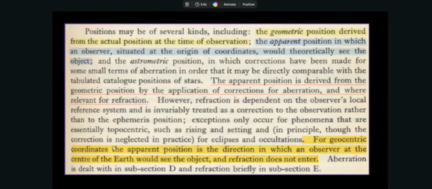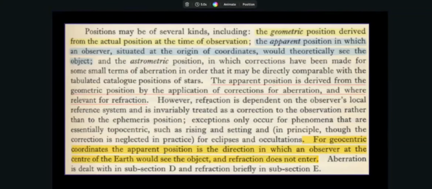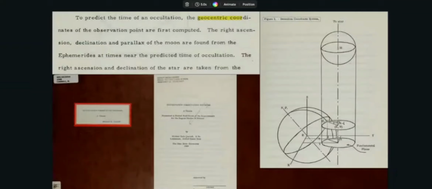For the geocentric coordinates, the apparent position is the direction in which the observer at the center of the Earth would see the object, and refraction does not enter. So astronomy is based upon geometric intersection timings, irrespective of refraction corrections. Those are added locally after the fact where the observer is going to be, and those will affect how the event is perceived. I don't disagree with that, but the actual predictions start with geometric intersections as a fundamental principle, right?